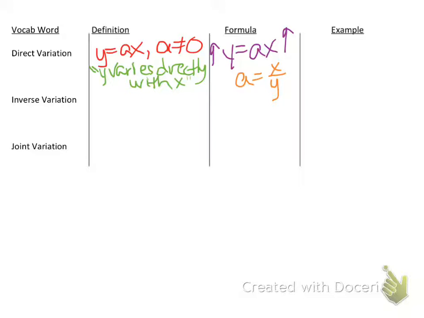And if we were to look at the relationship of this, a is our constant of variation. In other words, that determines how they rise or fall with each other. And an example would be y equals 1/2 x, or y equals negative 3x.